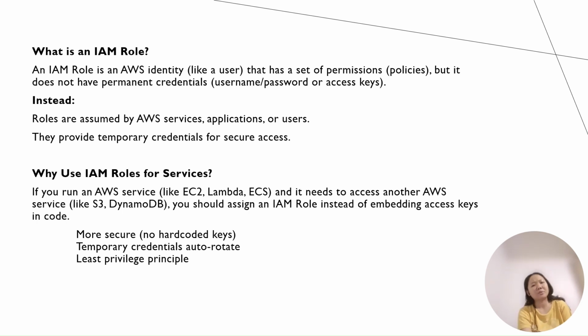Why use IAM roles for service? If you run an AWS service like EC2, Lambda, or ECS, and it needs to access another AWS service like S3 or DynamoDB, you should assign an IAM role instead of embedding an access key in code. More secure, no hard-coded key, temporary credentials auto-rotate, and least privilege principle.